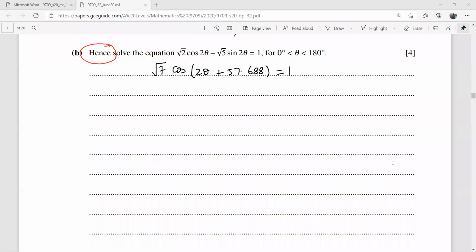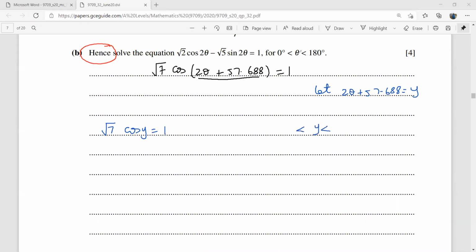Okay, so we need to change this angle into a simple angle so that we can solve this equation. Let me say that 2 theta plus 57.688 is equal to y. Now my equation becomes really a simple one: under root cos y is equal to 1. And I should tell the limits for this y over here, okay?